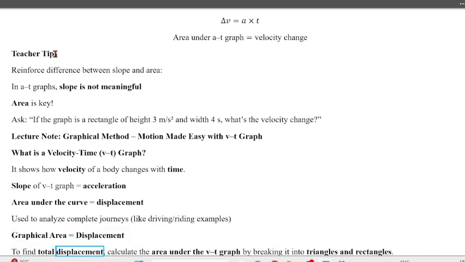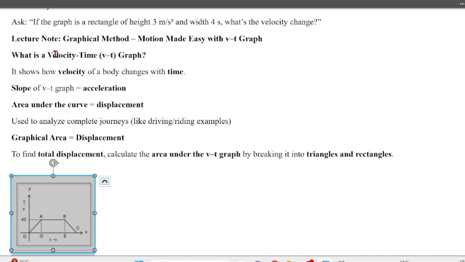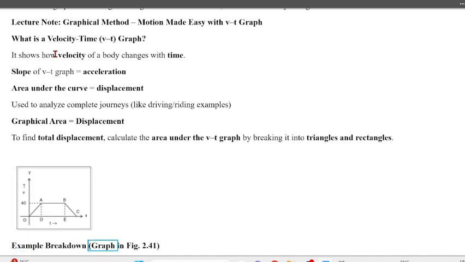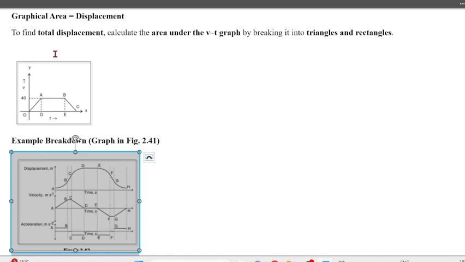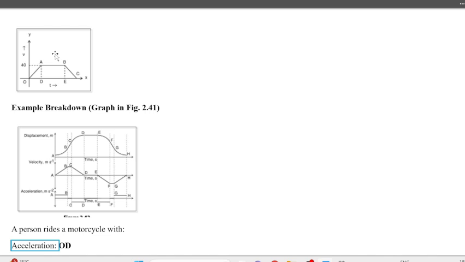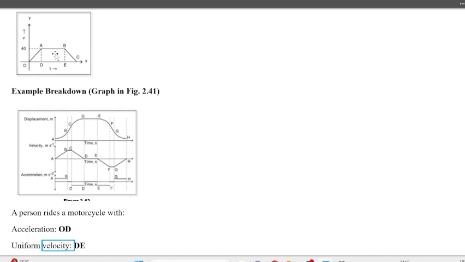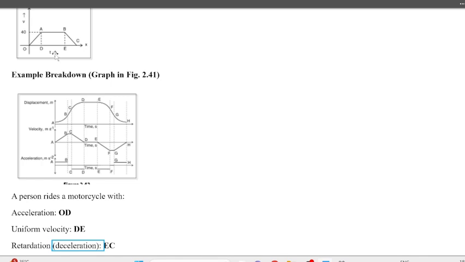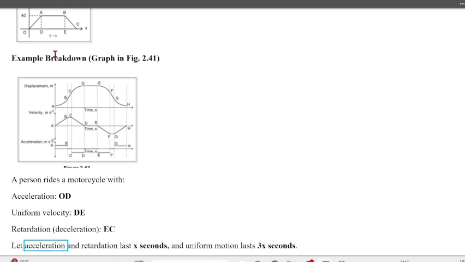To find total displacement, calculate the area under the v-t graph by breaking it into triangles and rectangles. Example breakdown graph in Fig 2.41. A person rides a motorcycle with acceleration OA, uniform velocity AB, retardation (deceleration) BC. Let acceleration and retardation last x seconds, and uniform motion lasts 3x seconds.